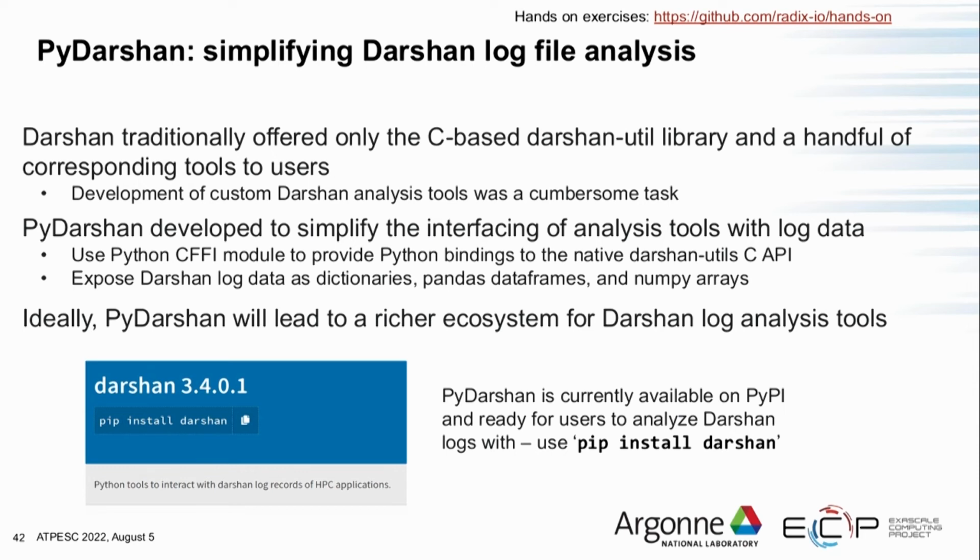So we really needed a little bit more elegant solution for getting information out of Darshan logs and into analysis tools, basically. So we decided to use something Python-based. And so we're using Python's CFFI module to provide bindings to our Darshan util library. And then we're using that to expose Darshan's log data as dictionaries and pandas data frames and NumPy arrays and things like that that are a lot more amenable to Python-based analysis. And obviously, we're hopeful this will lead to a richer ecosystem for Darshan analysis tools.